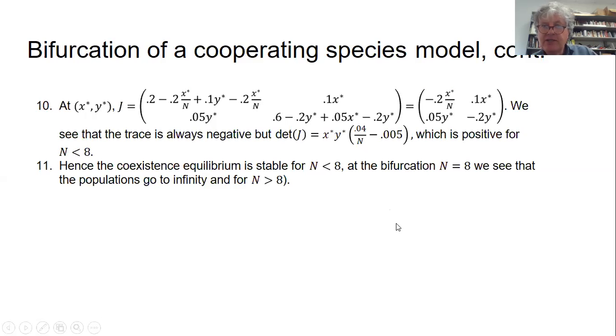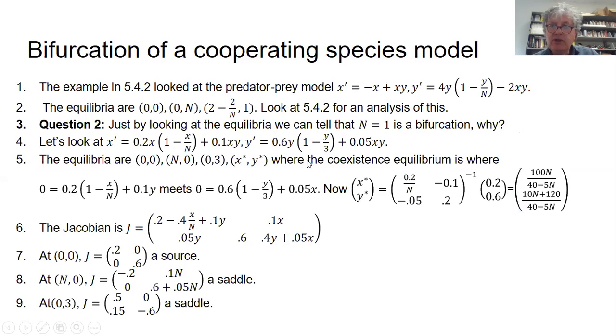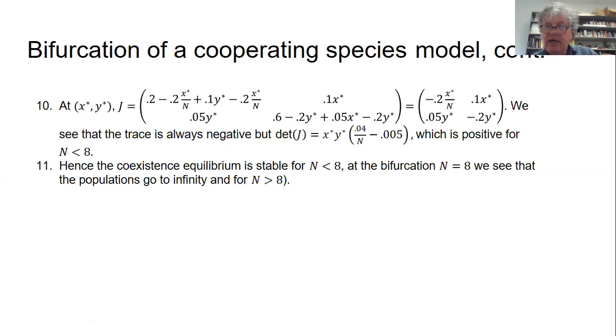And there's a bifurcation at n equals 8, which we could have seen earlier, because when we look at what the equilibrium is, we see in the denominator 40 minus 5n. So when n gets to be 8, we're dividing by 0. So when n is greater than or equal to 8, both populations are going to just zoom off to infinity.